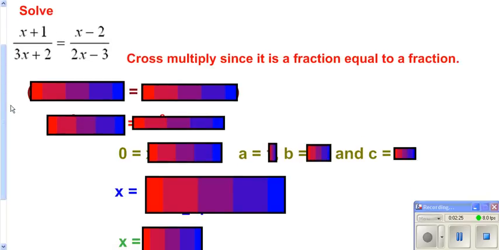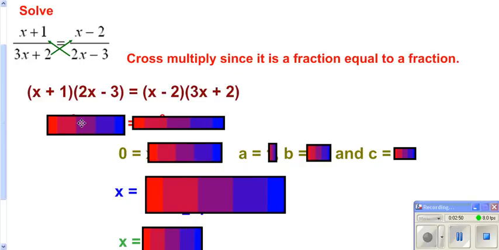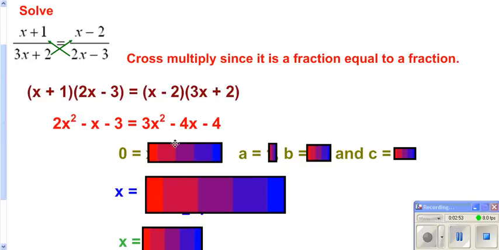To solve, whether by factoring or the quadratic formula, you always want to have it set equal to 0. This is a rational equation. You could multiply both sides by your LCD, but since it's one fraction equal to one fraction, you could just cross multiply, taking this denominator times that numerator, and then this denominator times that numerator. So you'd want to FOIL both sides out. Since it's quadratic, you want to set it equal to 0 and collect everything onto one side.